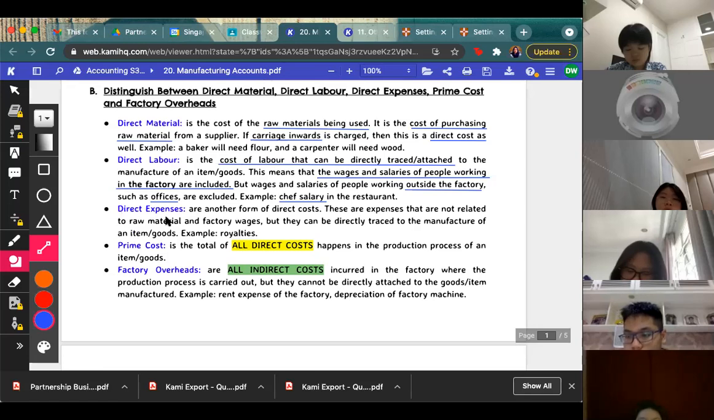Next, direct expenses or other forms of direct cost. These are expenses that are not related to raw materials and wages or labor, but they can be directly traced to the manufacture of items or goods. For example, royalties. If you are a publisher, for each book you have to pay royalty to the author. Each book. Okay. So far, all these are direct costs. Any question?